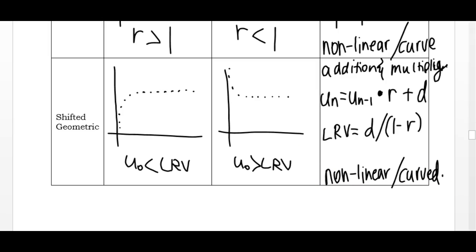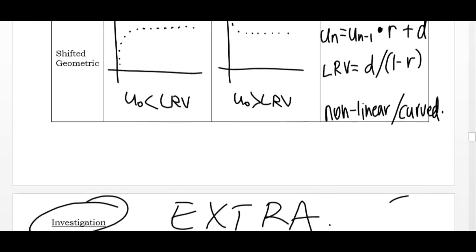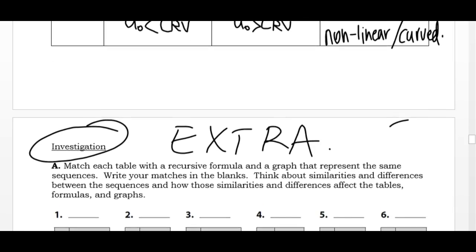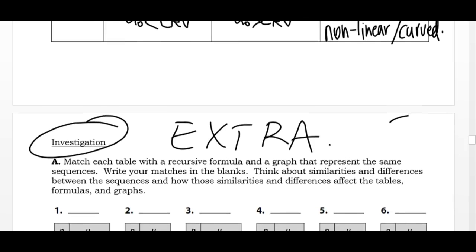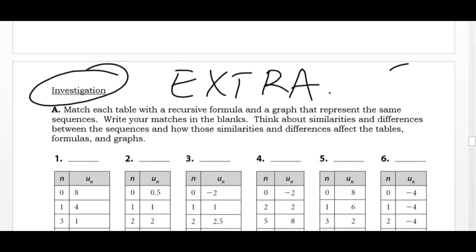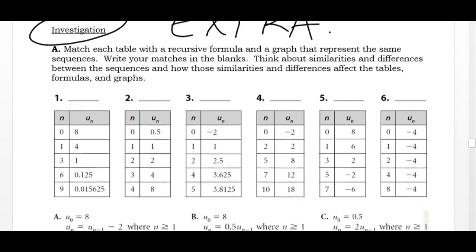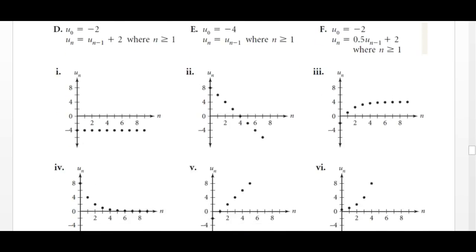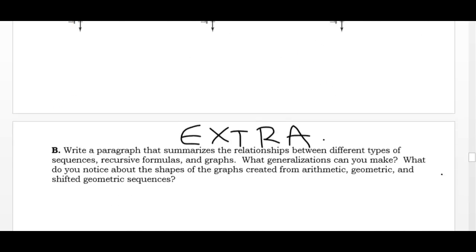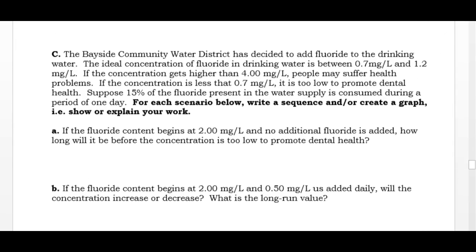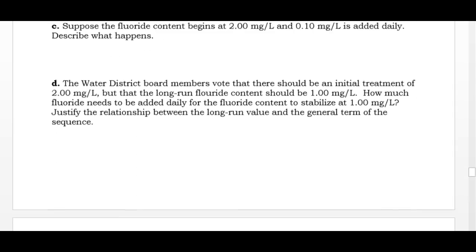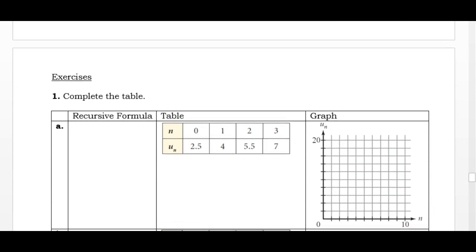On the next 2 pages of your packet, you'll notice something called an investigation. That is extra credit. You do not have to do it, but you can choose to do it and earn additional points. So this page here is extra credit, and this page here is extra credit. The exercises would follow there. The exercises are the assigned for points portion that you need to do for your grade.